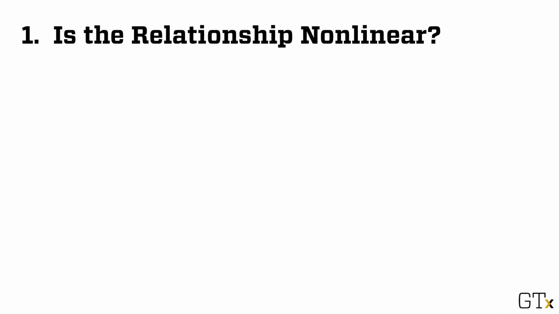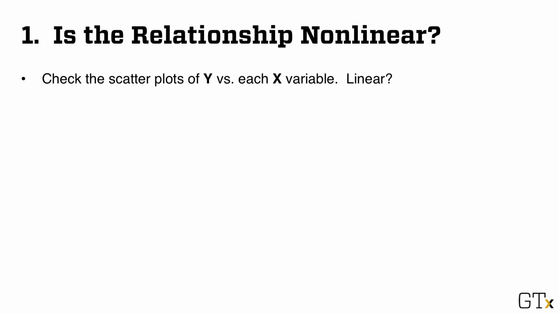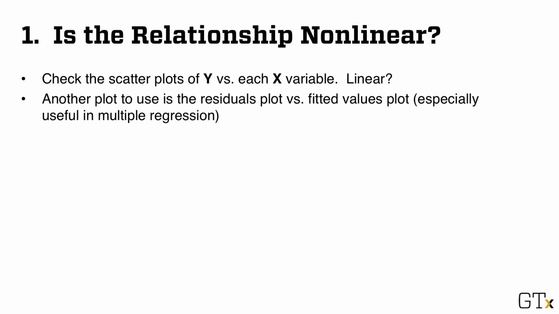So the first problem that we're going to tackle is to see if the relationship between the y and the x variables is linear, and we can do that in several ways. One is to check the scatter plot of y versus each x variable. Is it linear? Another plot that we can use is residuals versus fitted values. This is especially useful in multiple regression. And here we want to see no patterns.